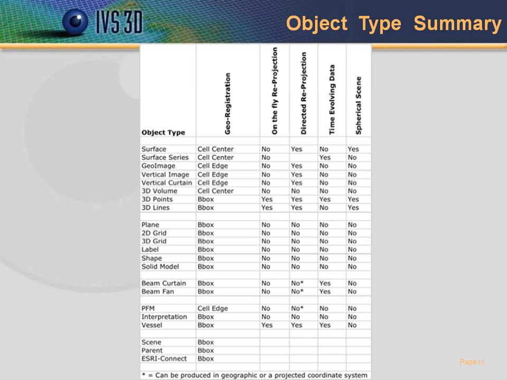Points, lines, the beam fan, the beam curtain, and the vessel object are all ones where the actual stored data of the object can optionally vary in time. And the spherical scene: if you have geographic data, there are a few object types, mostly the surface and the points and lines, the vector data, that can automatically be represented on an Earth-like sphere. That's the basic stuff before PFMs, and then we'll do a little bit on PFM.